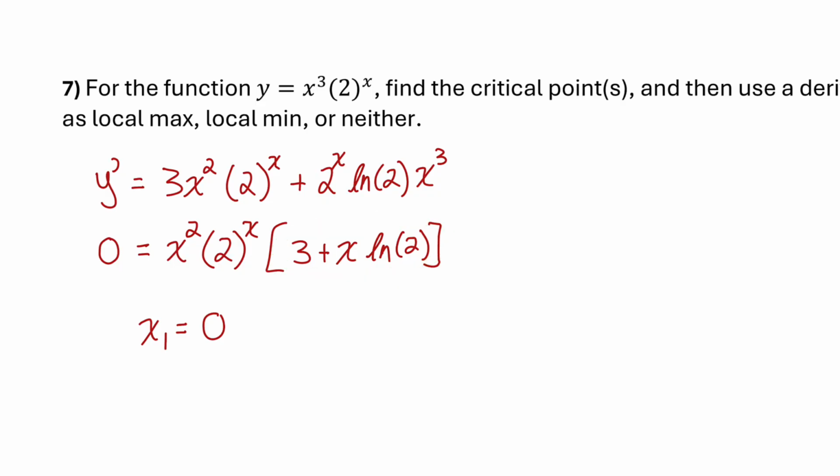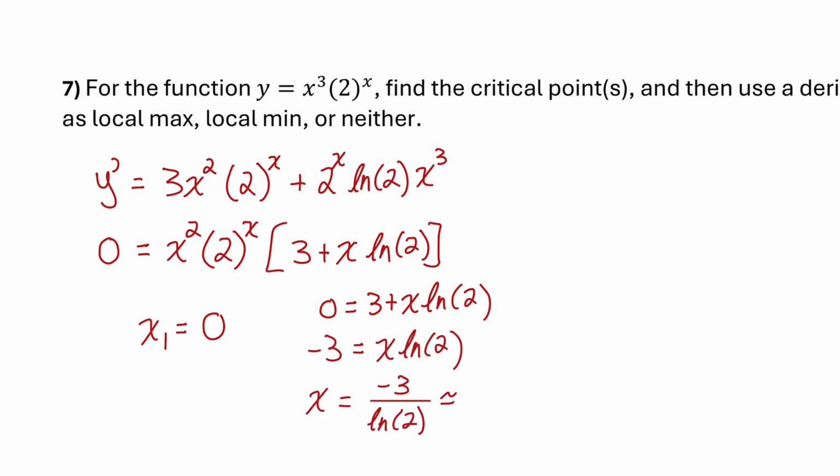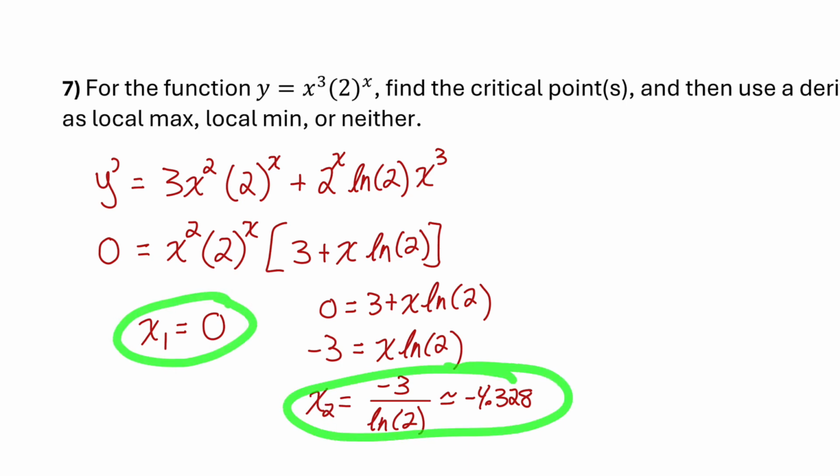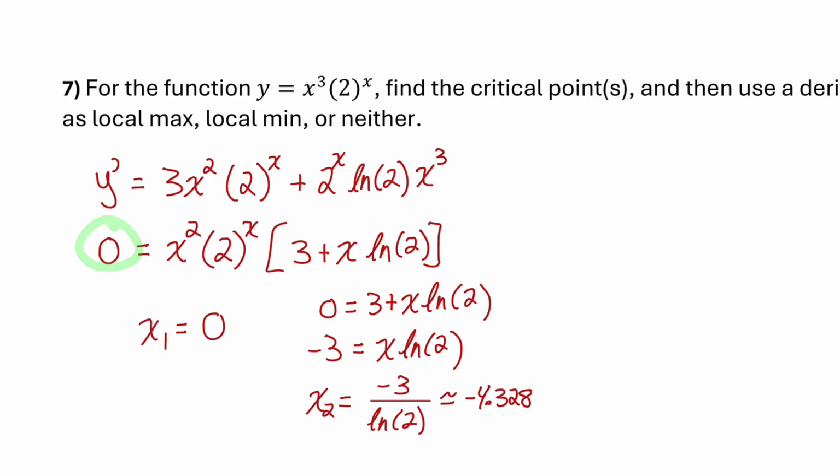To figure out when it is 0, let me set up a little equation. If I solve this equation by isolating x, that has an approximate value of negative 4.328. So that's my second critical number. At those two x values, I know the first derivative is 0. So there might be a local max, local min, or neither. We'll have to classify it using a derivative test.